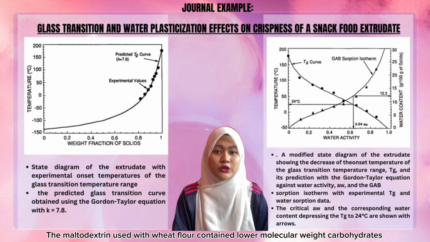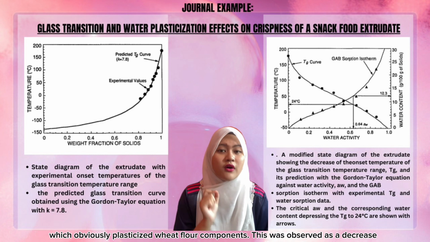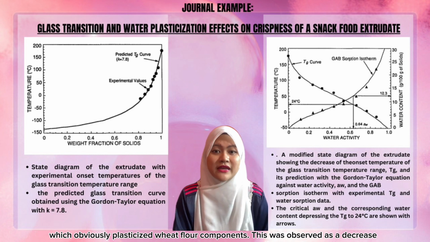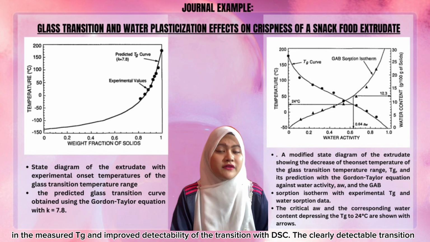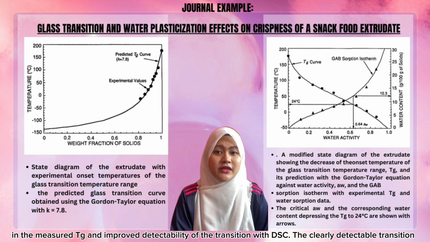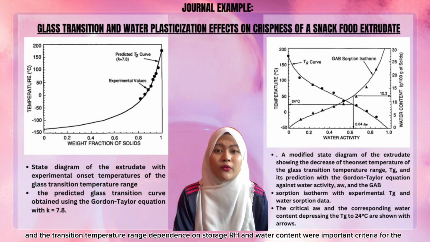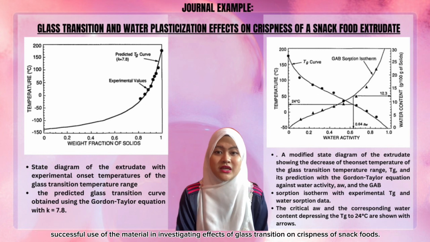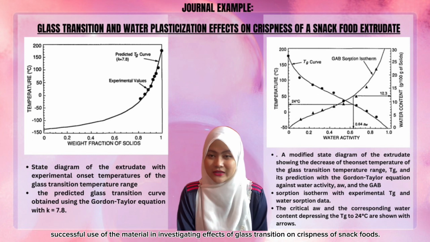The maltodextrin used with wheat flour contains lower molecular weight carbohydrate, which obviously plasticized wheat flour components. This was observed as a decrease in the measured Tg and improved detectability of the transition with DSC. The clearly detectable transition and the transition temperature range dependence on storage RH and water content were important criteria for the successful use of the material in investigating the effect of glass transition on crispiness of snack foods.